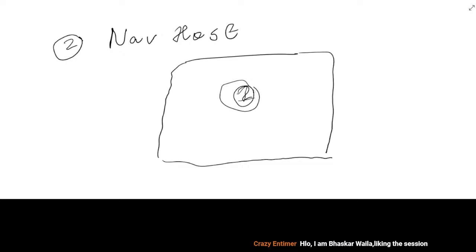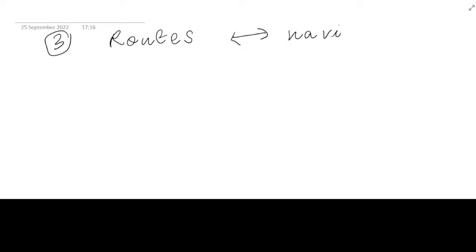Now we need to understand the third term, which is routes. Again, you might say it is self-explanatory that you can navigate through different routes. Obviously, you might have heard of routes and navigation. But what routes mean here in Android is that routes correspond to navigation actions. All right, navigation actions.